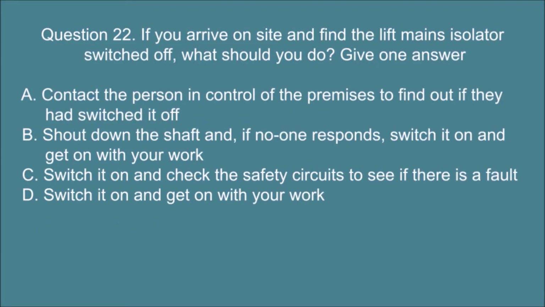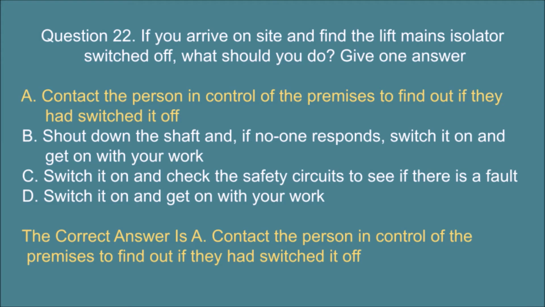Question 22. If you arrive on site and find the lift mains isolator switched off, what should you do? Give one answer. A. Contact the person in control of the premises to find out if they had switched it off. B. Shout down the shaft and, if no one responds, switch it on and get on with your work. C. Switch it on and check the safety circuits to see if there is a fault. D. Switch it on and get on with your work. The correct answer is A. Contact the person in control of the premises to find out if they had switched it off.